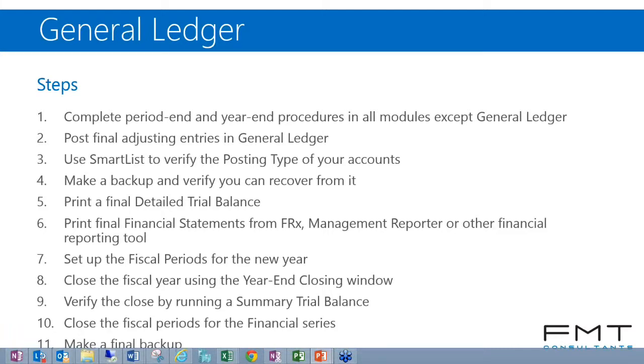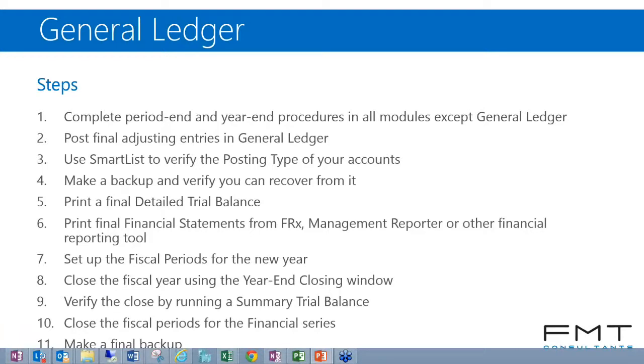So your steps in a perfect world are to post your final entries. And another thing to note, until you close this year-end, your balance sheet is not going to look correct because none of the beginning balances have been brought forward. So you're going to post your final adjusting entries in General Ledger. You're going to use a smart list to verify the posting type of your accounts. And I don't think we can stress enough how important that is.